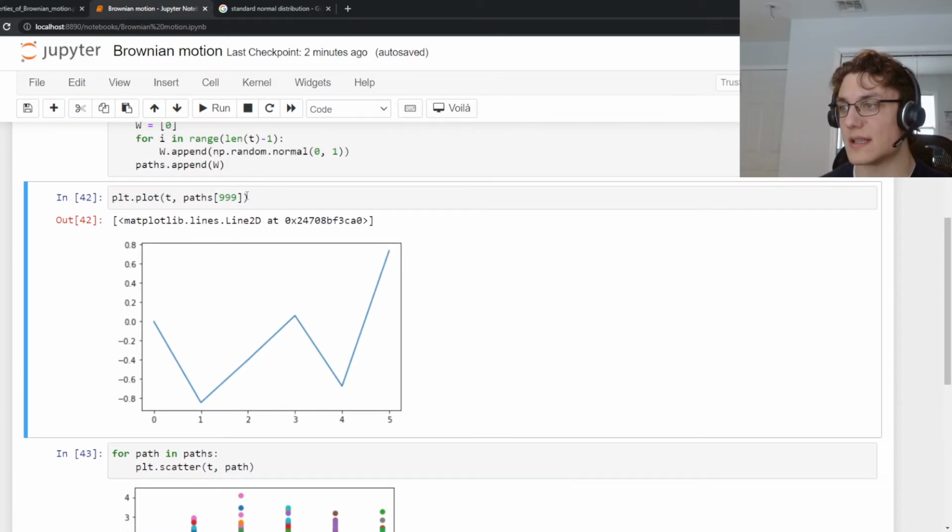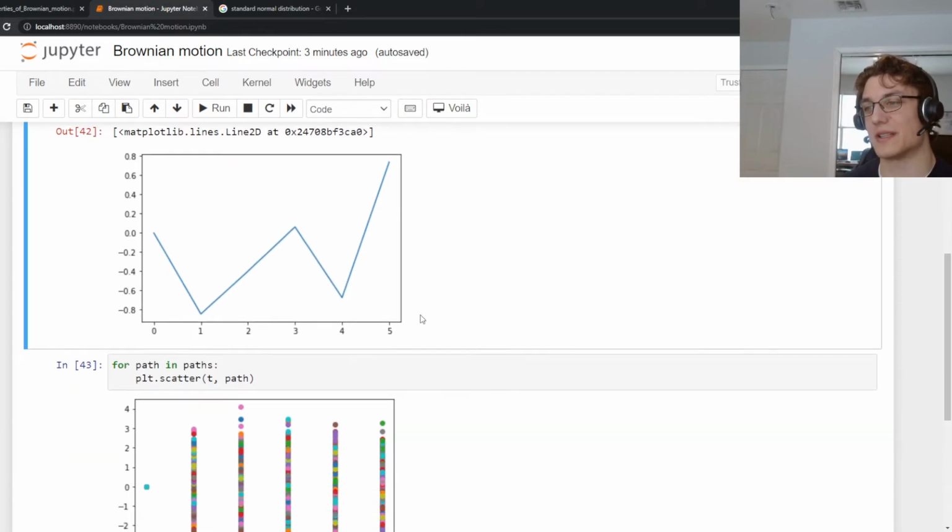So if we look at this path 999, and we wanted to compute the integral with respect to Brownian motion from t0 to capital T, then all we need to do is look at the Brownian motion at time step 5 and subtract it from the Brownian motion at time step 0. Well, we know time step 0 is going to be 0, so trivially, we know that the integral is just going to be the Brownian motion at the terminal step.